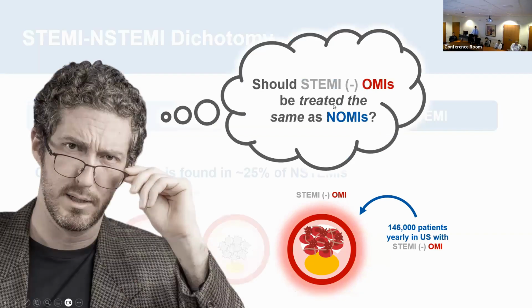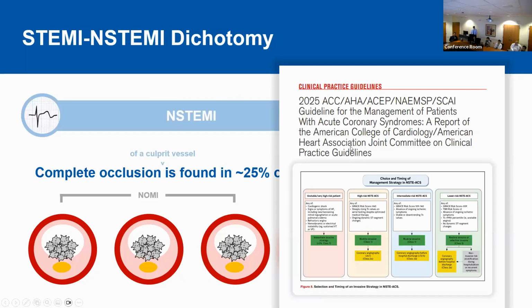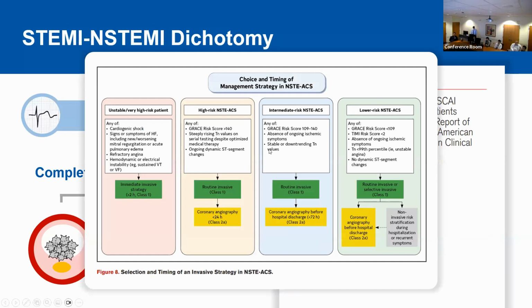So you might be wondering, should these STEMI-negative OMIs be treated the same as their non-occluded counterparts? And for some insight into that, we can turn to our latest 2025 ACC guideline for acute coronary syndrome. But unfortunately, they don't do much in terms of helping us to identify or risk stratify this particular subgroup.